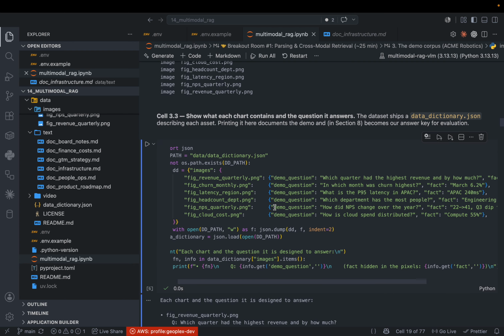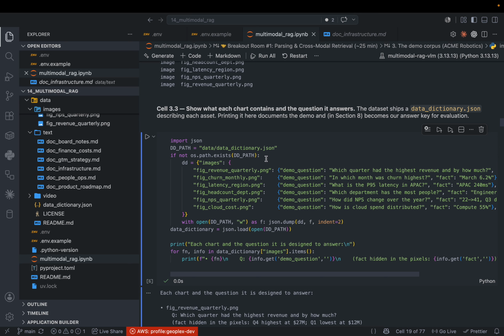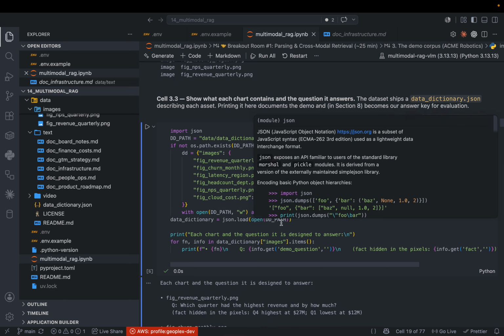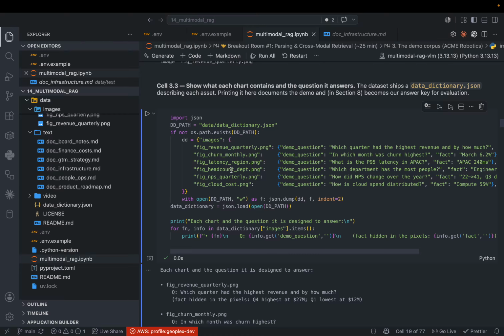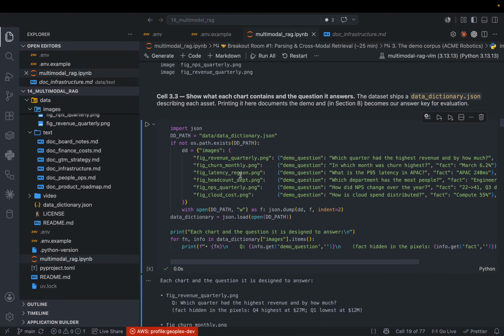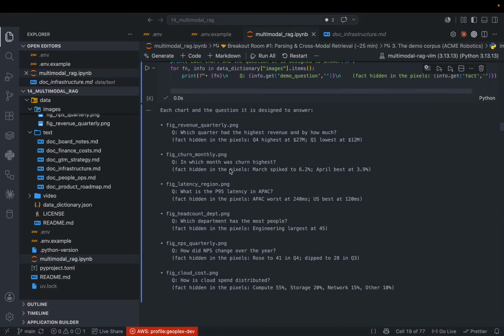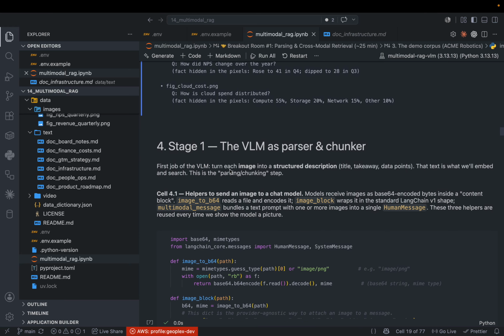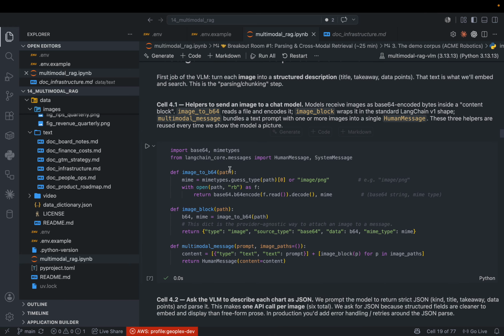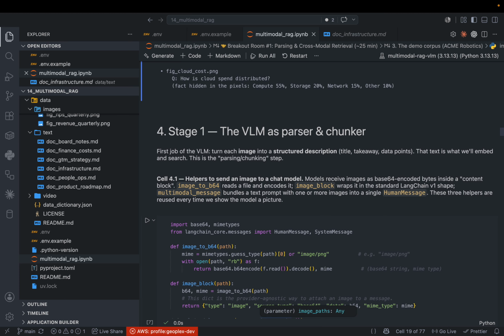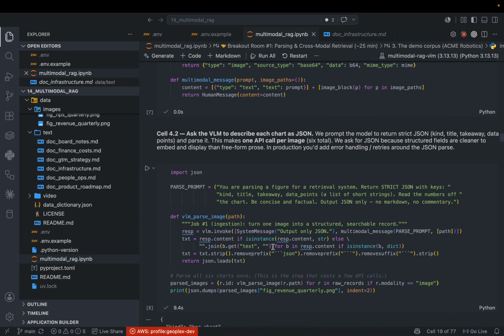And then we went through each chart and defined, and here you can see a demo question for each kind of chart and what it would answer. And here we see the VLM as a parser and a chunker.